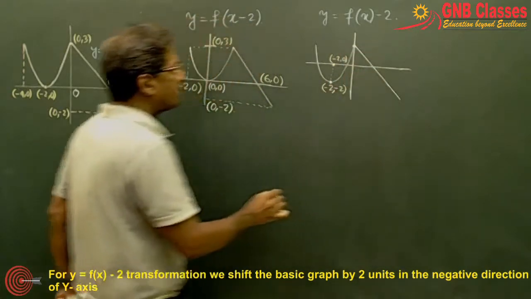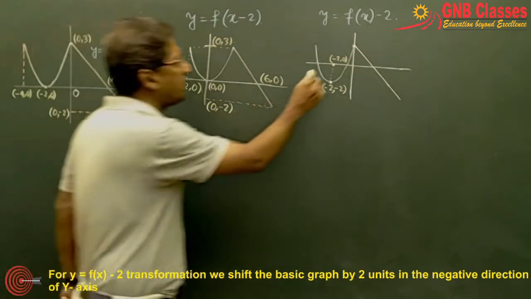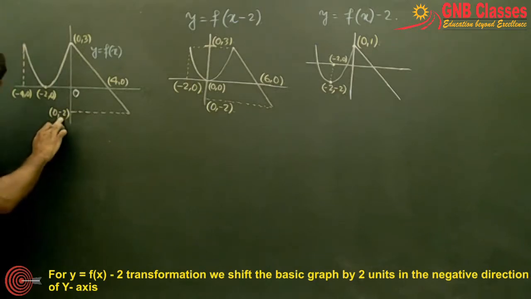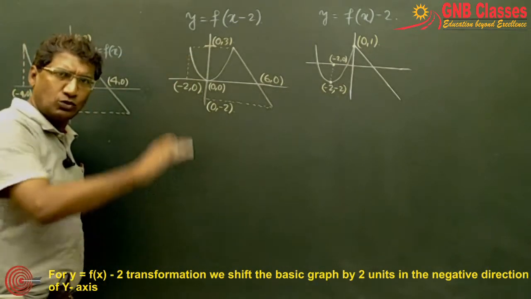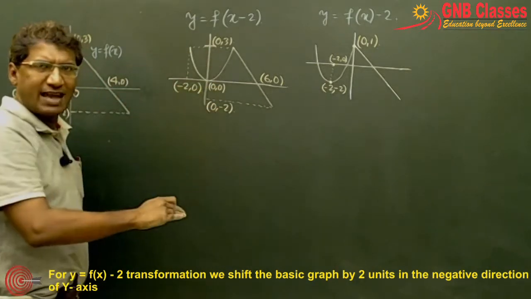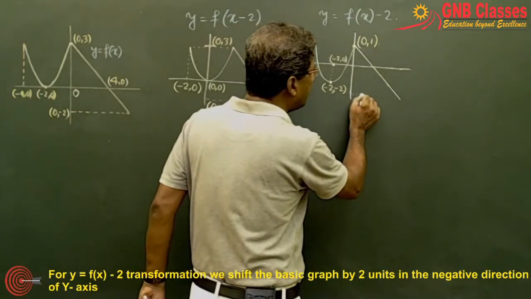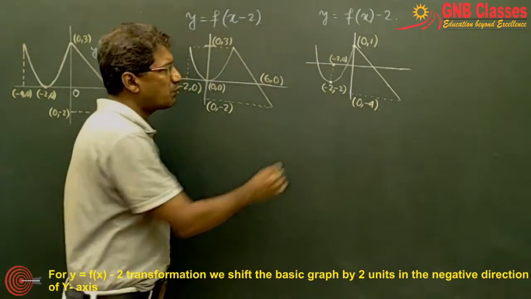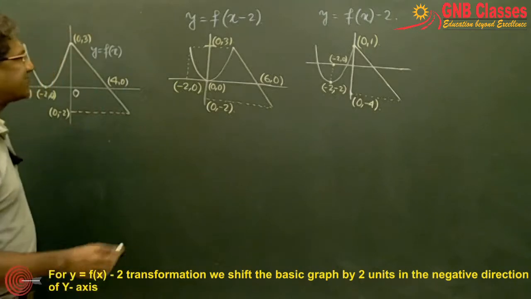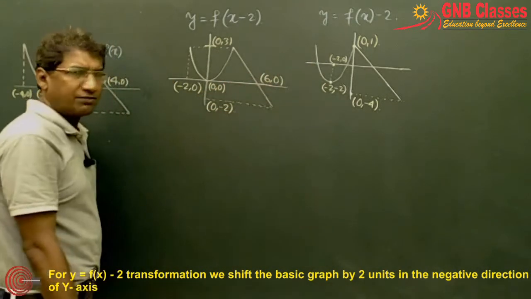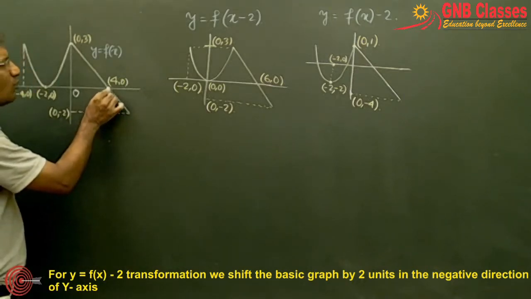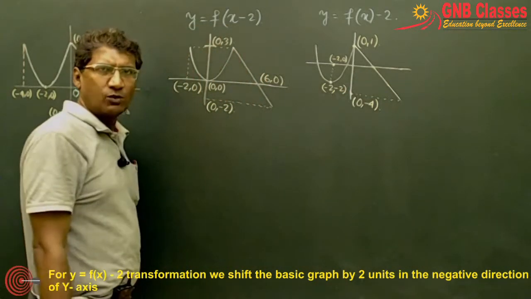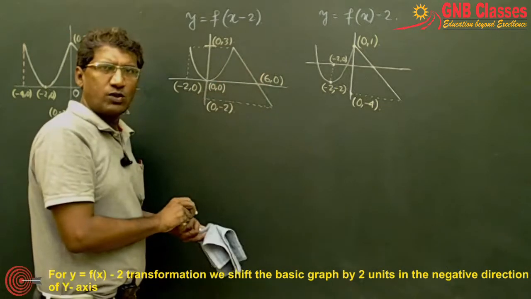Okay. Now, what about this point? This point has come down by 2 units, so this point will be nothing but (0, 1). Am I correct? Now, this was your (0, minus 2). You have shifted 2 units along the y-axis in the negative direction, so this point will now become (0, minus 4). Am I correct? But since we don't know the equation of the curve, we cannot find out the point where this curve will intersect the x-axis. So I cannot predict the coordinate of this point right now. But have you understood the transformation of y equals f(x) minus 2?